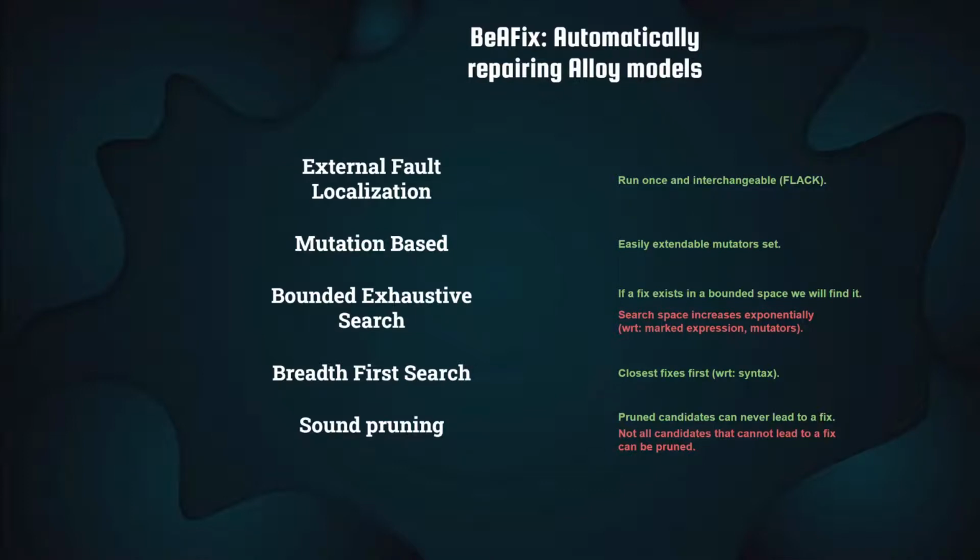We use a bounded exhaustive approach for searching a repair. This assures us that if a repair exists on a given bounded space, we will find it. But the search space increases exponentially with respect to marked expressions and mutation operators used. A breadth-first search approach to visit the candidate space results in always producing, when found, the closest repairs with respect to syntax changes. Finally, our pruning technique is sound. Any pruned candidate will never lead to a repair, but not all prunable candidates will be pruned.